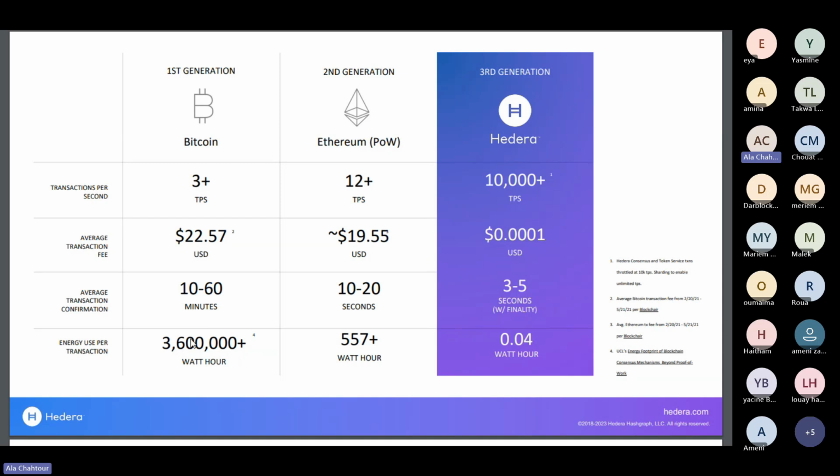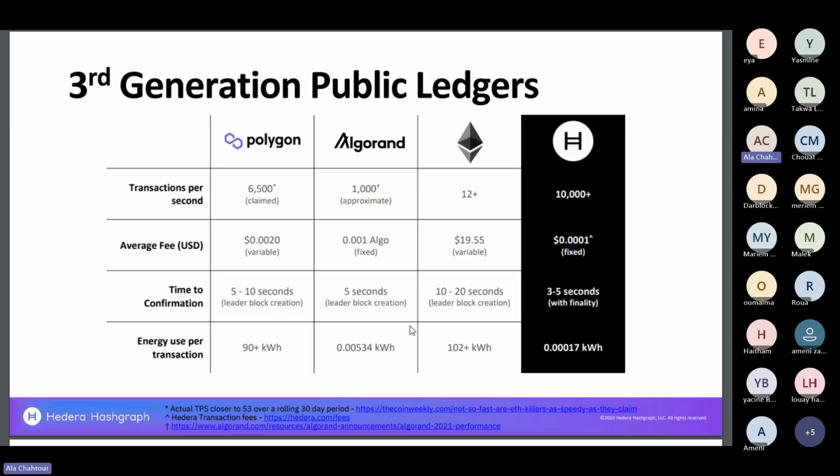So as you can see, Bitcoin consumes a lot of electricity in order to add the transaction. It is much less in the Ethereum network, but it's really incomparable with the Hedera network. It's around 0.04 watt hour to add the transaction. So now let's make some comparison with networks in the same generation.